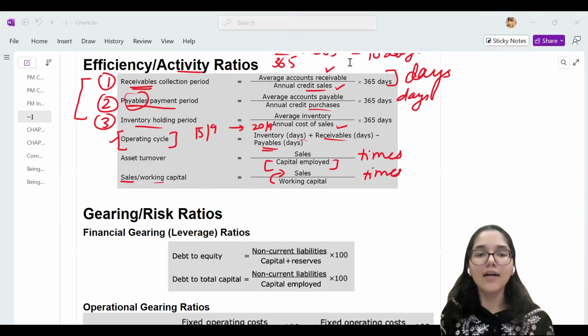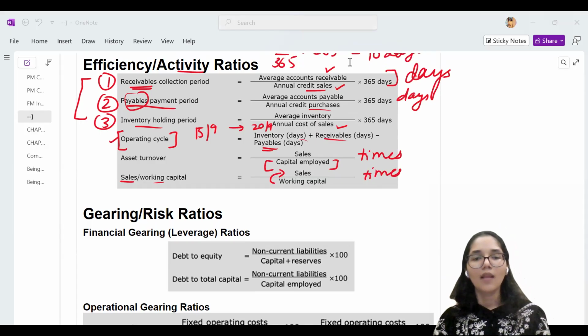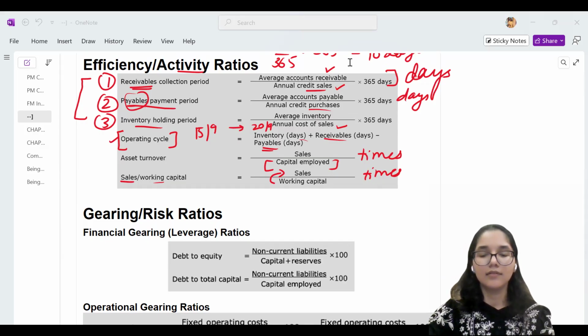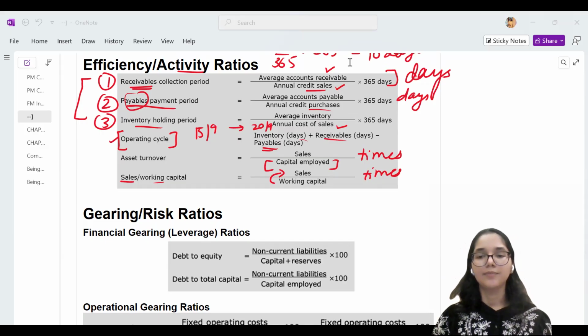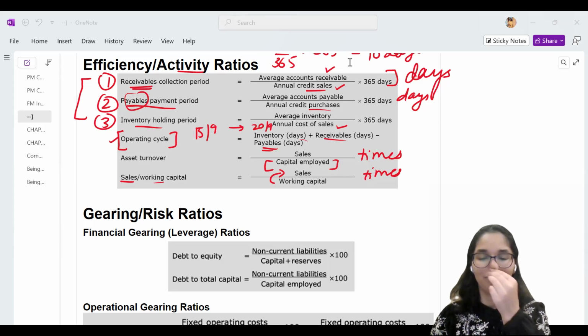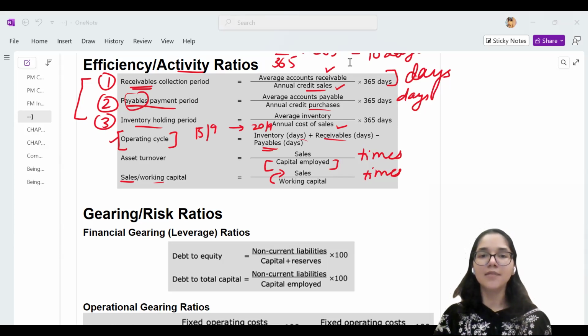Any doubts still here about the efficiency or activity ratios? Let me know. Then we will move to the next category. Please let me know any doubts.